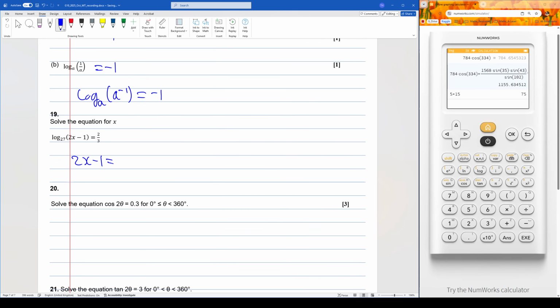Okay, next up. But then by the same logic, I get 27 to the power of 2 over 3. So 2x minus 1 is equal to 9, 2x is 10, and therefore x is 5.